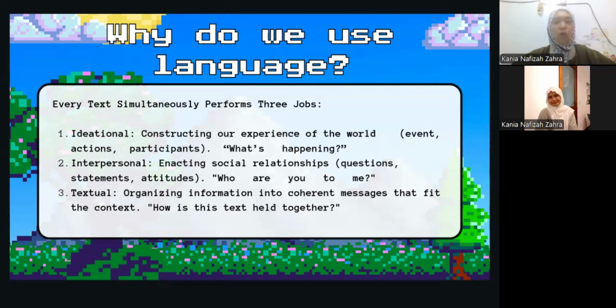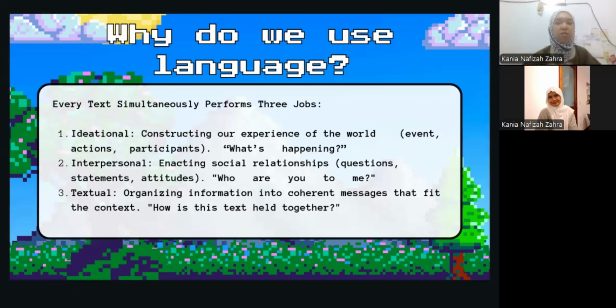SFL proposes that every time we speak or write, we are simultaneously doing three things. First, we represent our experience of the world. Here, the first one is ideational: constructing our experience of the world, like events, actions, who the participants are, and what's happening.